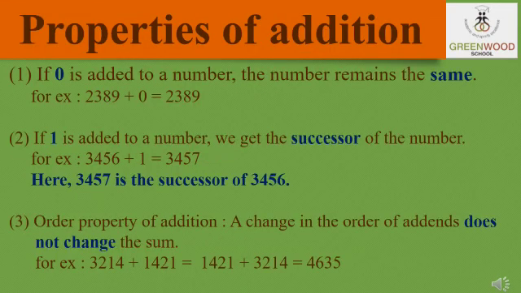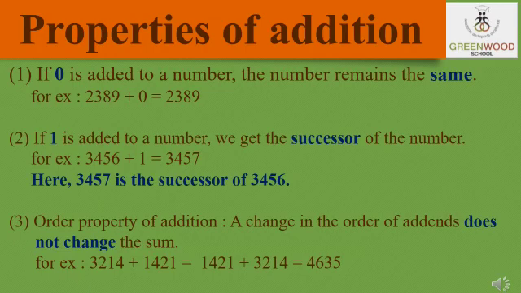Properties of addition. First, if 0 is added to a number, the number remains the same. For example, 2389 plus 0 is equal to 2389 because 0 means nothing. Second one, if 1 is added to a number, we get the successor of the number. Successor means the next number.